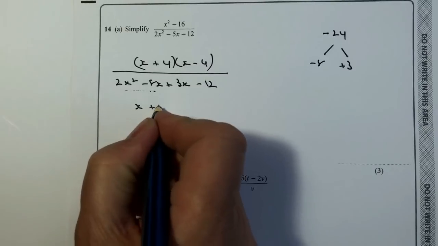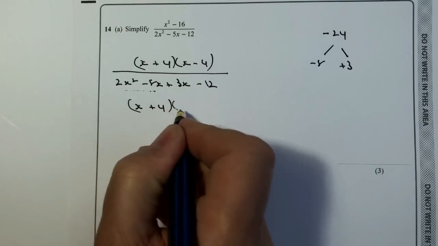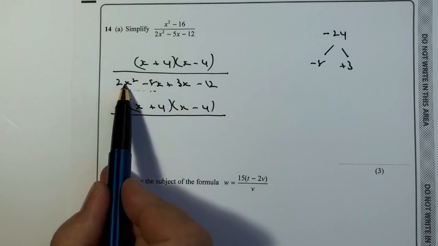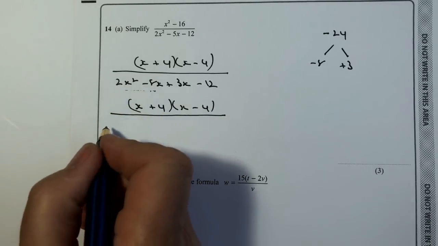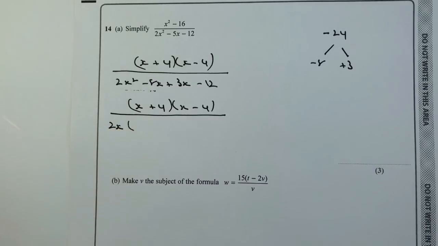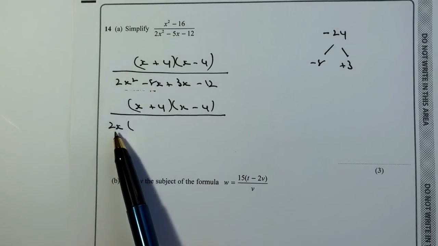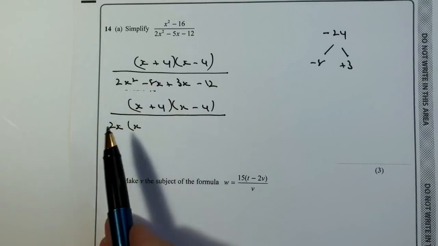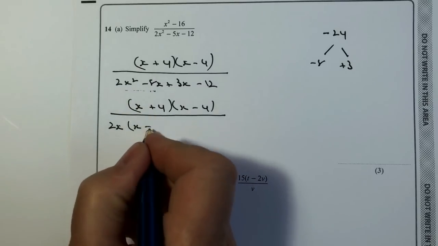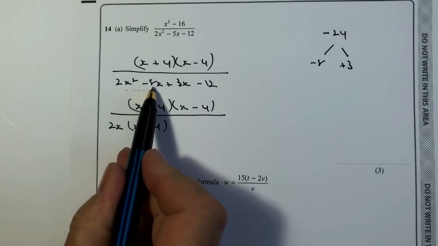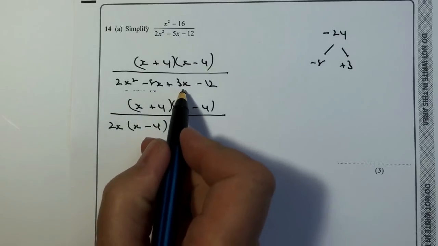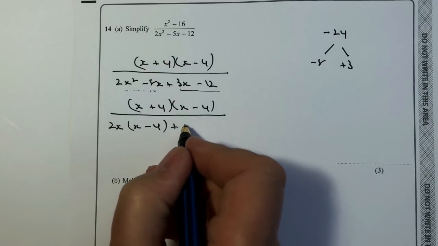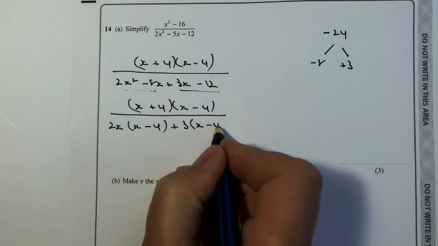So the top I'm going to put as x plus 4, as I did before, times x minus 4. And then underneath I'm going to factorise these two terms, and I'm going to factorise them for 2x. Because if I do that, I've got 2x times x becomes 2x squared, and then 2x times minus 4 becomes minus 8x. Okay, the second two terms I do exactly the same with, but this time I'm going to factorise them for 3, and that becomes again x minus 4.